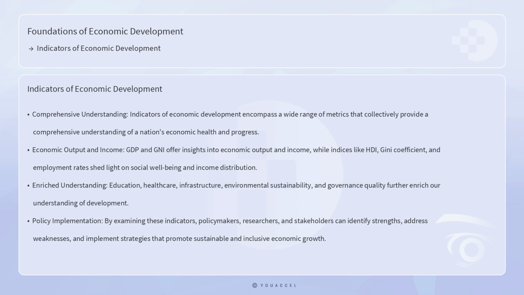In conclusion, indicators of economic development encompass a wide range of metrics that collectively provide a comprehensive understanding of a nation's economic health and progress. While GDP and GNI offer insights into economic output and income, indices like HDI, Gini coefficient, and employment rates shed light on social well-being and income distribution. Education, healthcare, infrastructure, environmental sustainability, and governance quality further enrich our understanding of development. By examining these indicators, policymakers, researchers, and stakeholders can identify strengths, address weaknesses, and implement strategies that promote sustainable and inclusive economic growth.